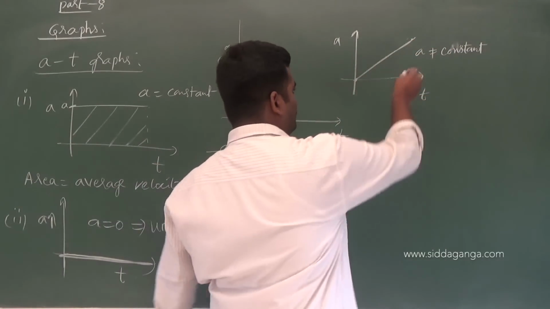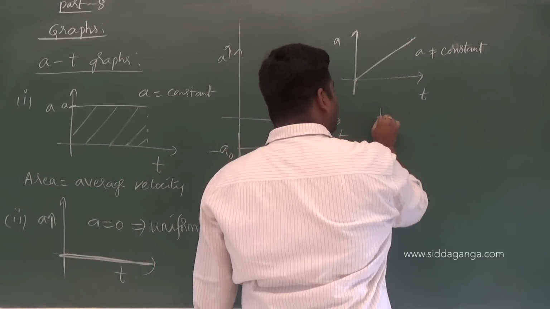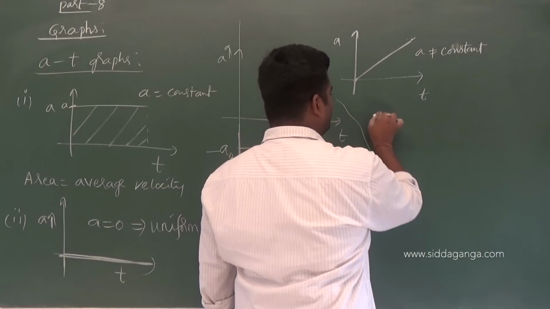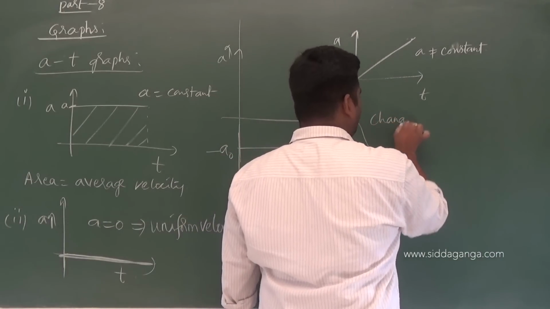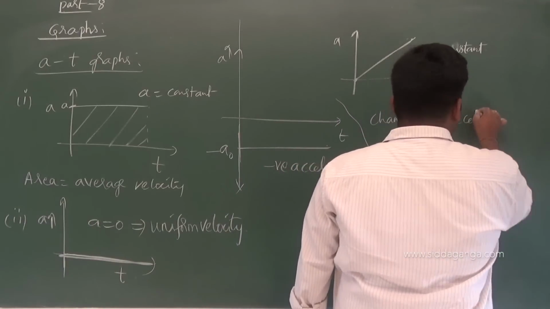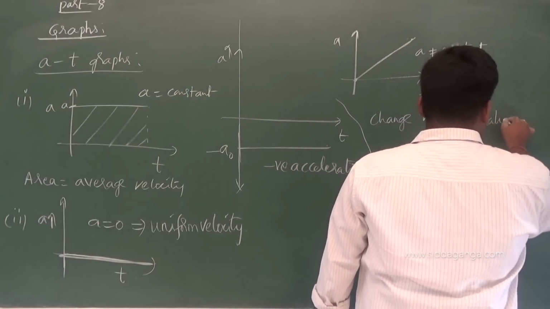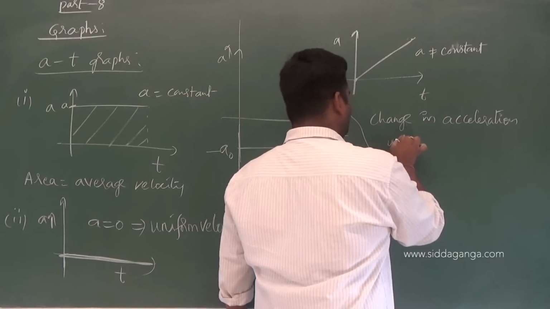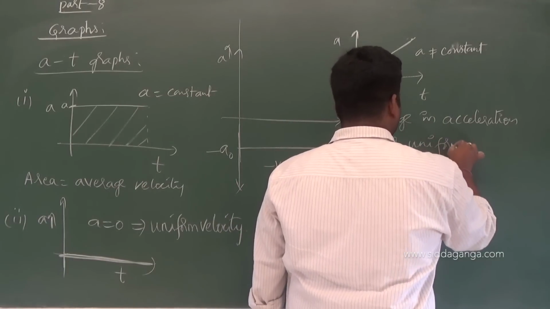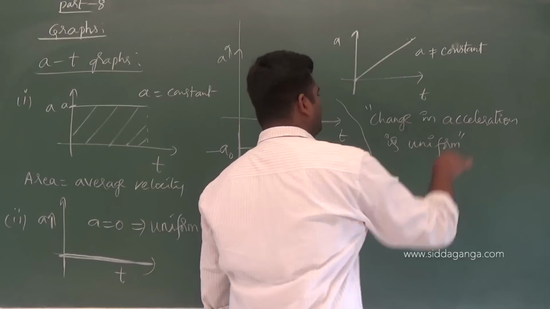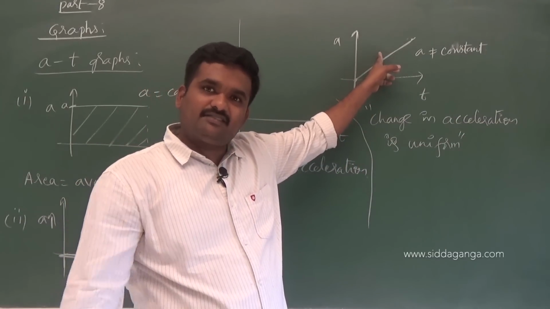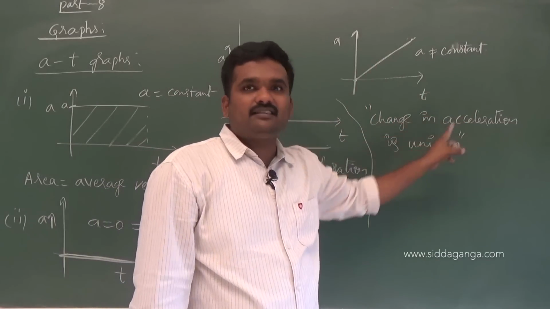Remember this point. What is this one? Change in acceleration is uniform, not acceleration here. How to take change in acceleration, to confuse they will ask this. Change in acceleration is uniform. Keep this point in mind. Here acceleration is not constant. Acceleration is varying. Change in acceleration is uniform.